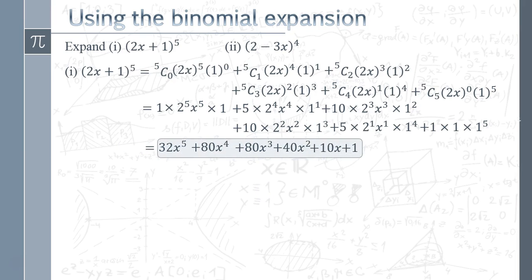And there's our final terms tidied up. So our full expansion is 32x to the 5 plus 80x to the 4, 80x cubed plus 40x squared plus 10x plus 1. Job done.